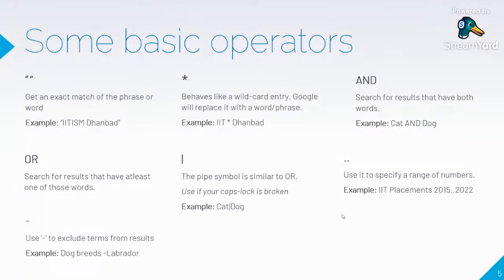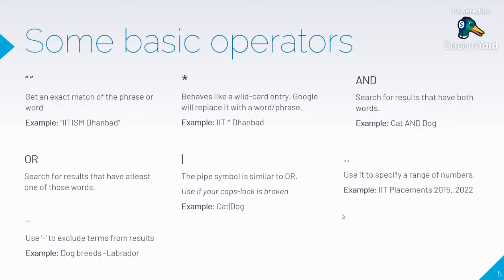So let's discuss some basic operators. We have seven basic operators: the quotes operator, the asterisk operator, the and operator, the or operator, the pipe operator, the double dot operator, and the exclusion operator. Let's discuss them one by one, beginning with the quotes operator. It is used to get an exact match of a phrase or a word. Suppose you Google in quotes IIT ISM Dhanbad, then it returns only those results having IIT ISM Dhanbad in it.